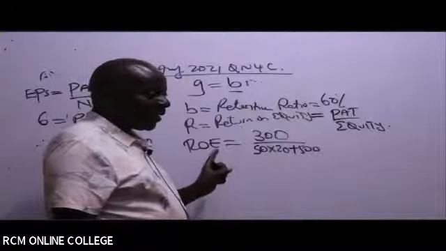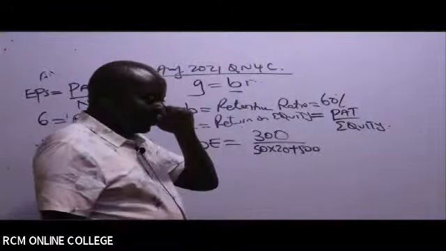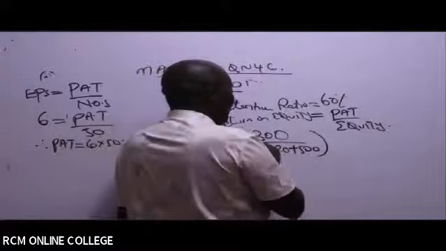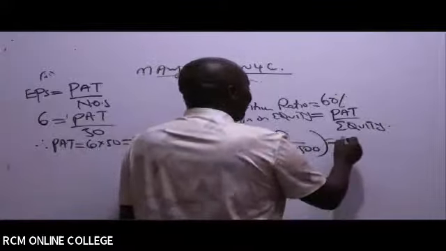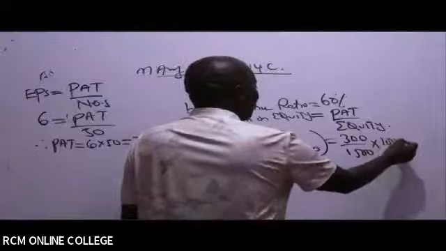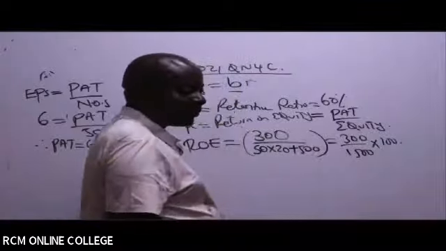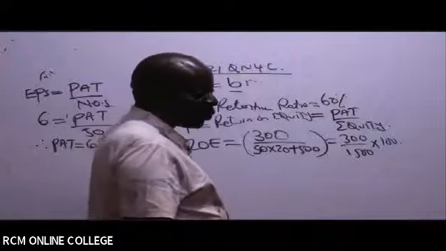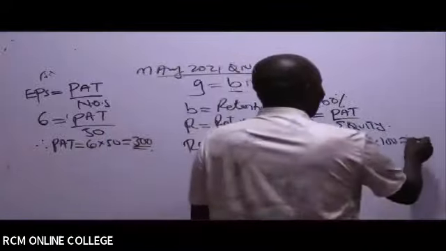So return on equity, how much do we have there? Of course, the final answer, whatever you get. This one here will be 300 over 1,500 times 100, which is 0.2 or 20%.